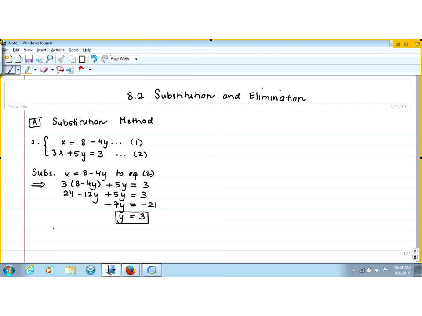Are we done? No, you have to solve for x. So how do you solve for x? Yes. So plug in y equals 3 into which equation? Equation 1, because it's easier. Can I do equation 2 instead? Yeah, but equation 1 is easier. So we choose which one, the easier one or the harder one? Of course, the easier one. So x is equal to 8 minus 4 times 3. So what is 8 minus 12?